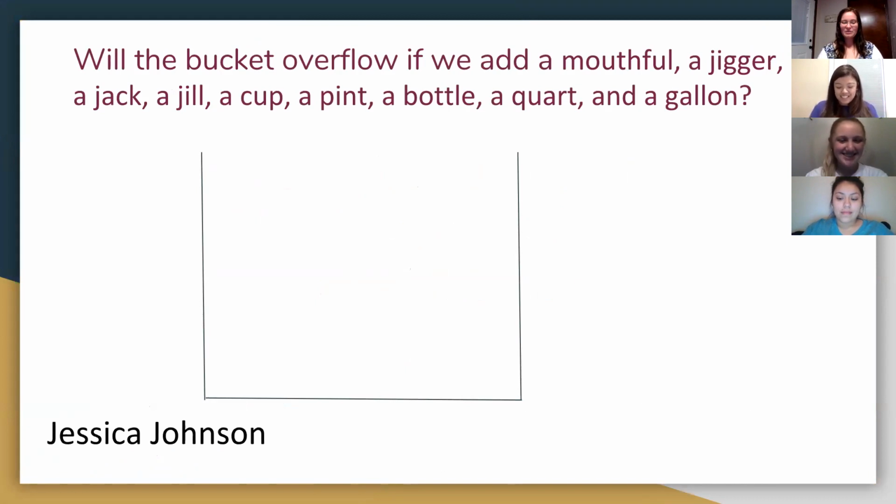Cece, you would think that after we added all these things into the bucket that it would overflow, but it won't. Let me show you. We will actually have room left over for one more mouthful. A gallon fills the bucket up halfway.